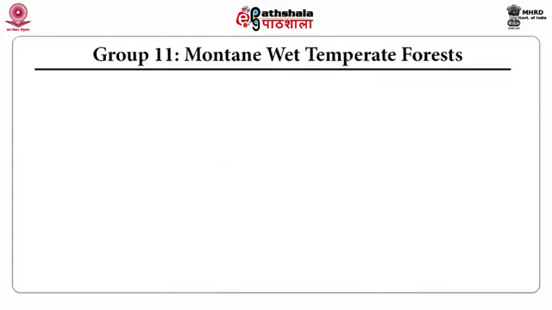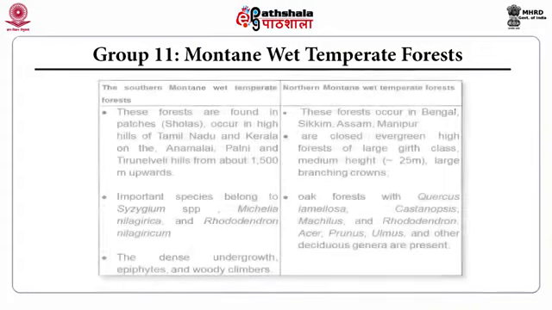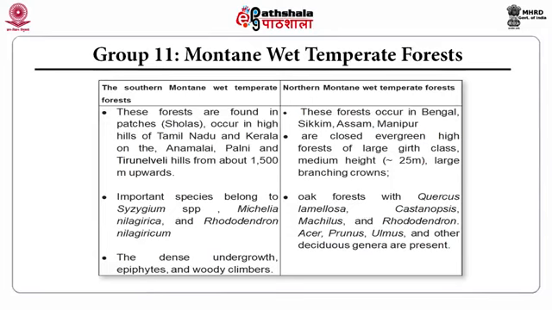Group 11 is the mountain wet temperate forests. Under this category, first we will discuss the southern mountain wet temperate forest. These forests are found in patches, occur in high hills of Tamil Nadu and Kerala on Annamalai, Palni and Tirunelveli hills at about 1500 meter upwards. Important species belong to Syzygium species, Michelia nilagirica and Rhododendron nilagiricum. There is dense undergrowth, presence of epiphytes and woody climbers.